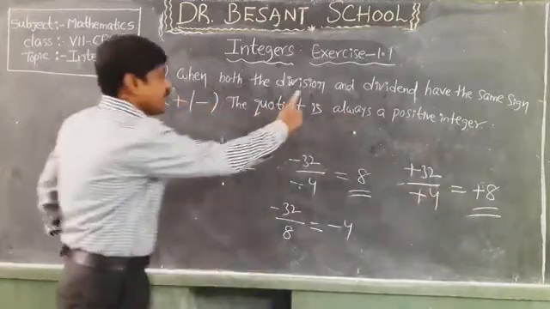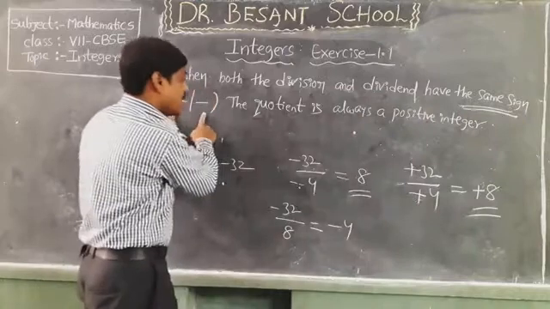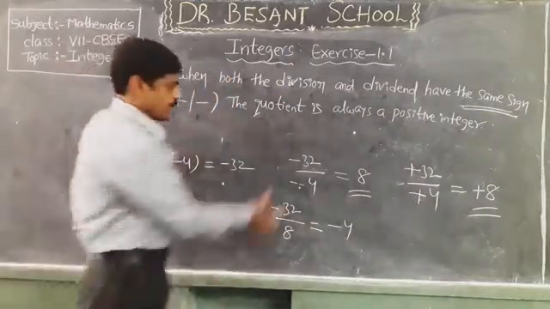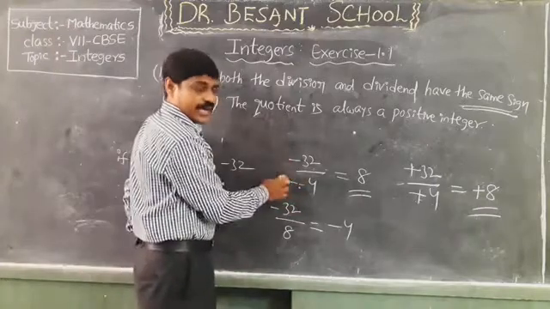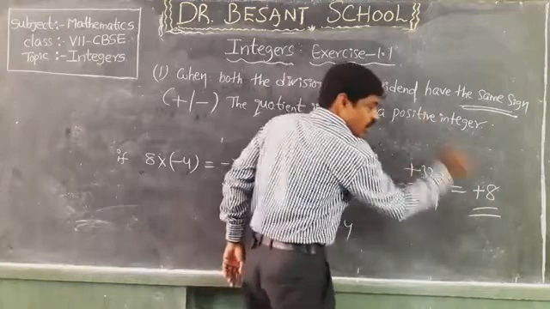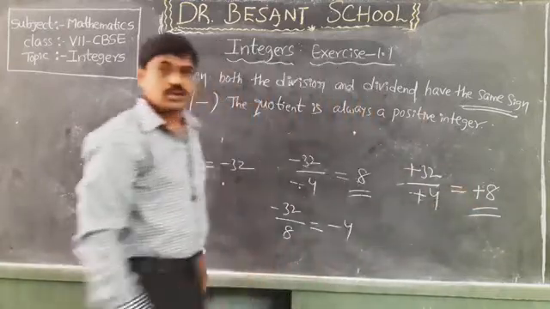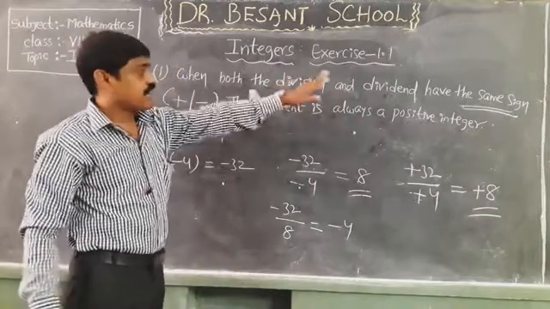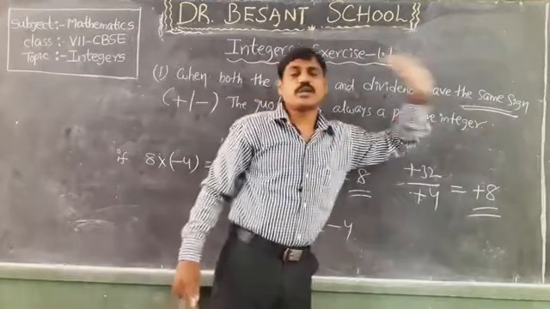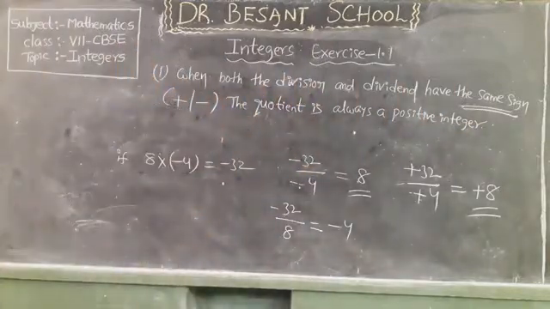So if your divisor and dividend have the same sign, either plus or minus, the quotient is always a positive integer only. Both negative, we got a positive result. Both positive, we got a positive result. So that is the reason divisor and dividend having the same sign, the quotient is always a positive integer. Once you note this down.